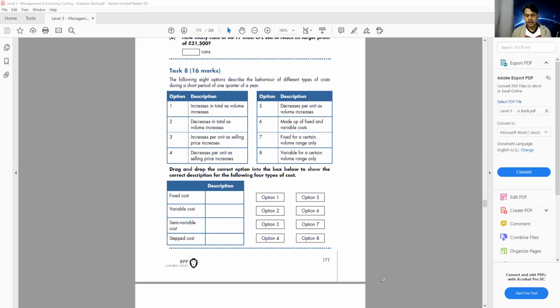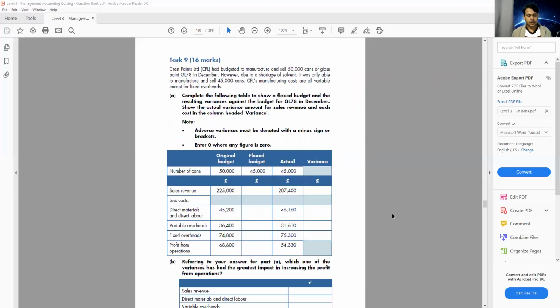Let's move on to the next topic. Number 9 is about budget. I think that's a really easy question, hopefully. Don't worry that the question is big. The question is easy, that's the main thing.